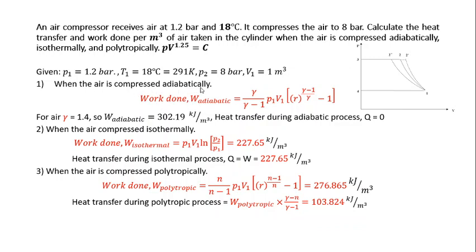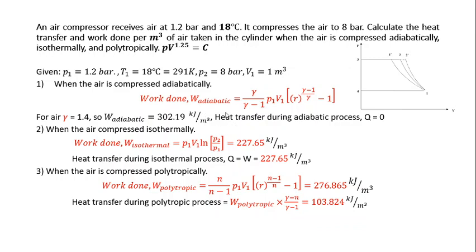Now the first case, when the air is compressed adiabatically. For the reversible adiabatic or isentropic process, we have already derived the equation gamma by gamma minus 1 P1 V1 into R, where R is the compression ratio, raised to gamma minus 1 by gamma, minus 1. This is the work done for the adiabatic process. Here this compressor is an air compressor, so gamma for air is 1.4. Then substitute all the values and you will get adiabatic work done equal to 302.9 kilojoule per meter cube.